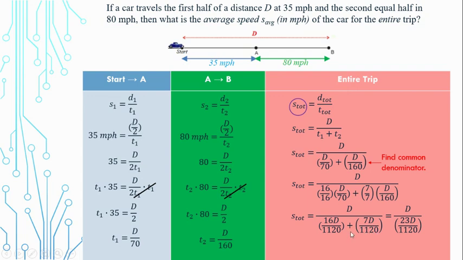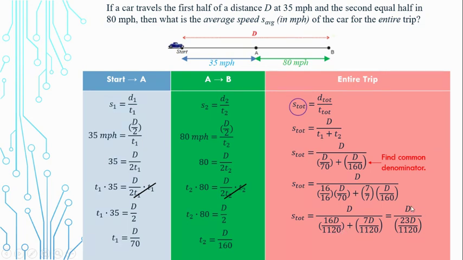So you notice now that the two fractions in the denominator sit over a common denominator. Therefore I can simply add. 16D plus 7D is equal to 23D. Because it sits over a common denominator, I can just write that denominator on the bottom.